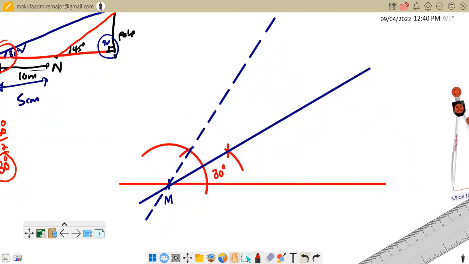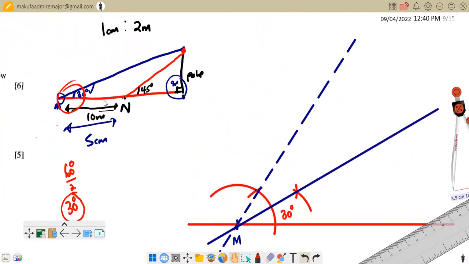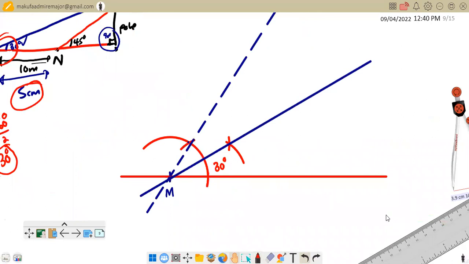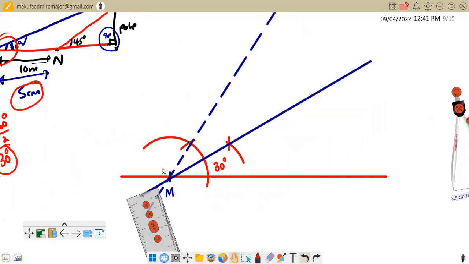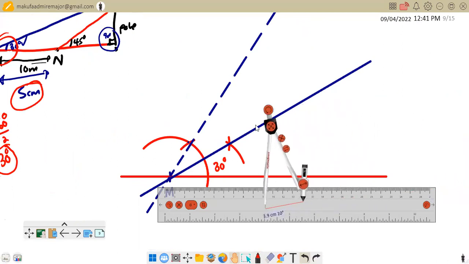So what else do we need from this part? Let's see. From M, we said we are going to move from this point M to N, which is 5 centimeters. It was 10 meters, but we are representing 5 centimeters, okay? So we need 5 centimeters from our ruler here. So you have to measure on your ruler, just measure your 5 centimeters. I need 0 here, so I'm just going to make sure that my ruler is at 0. Now I'm going to measure 5 centimeters on my ruler.